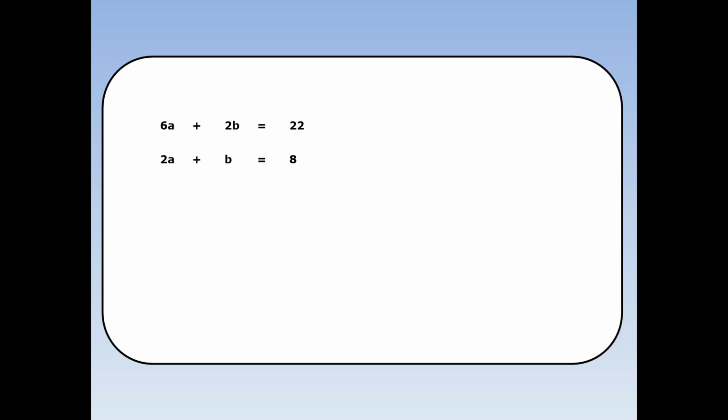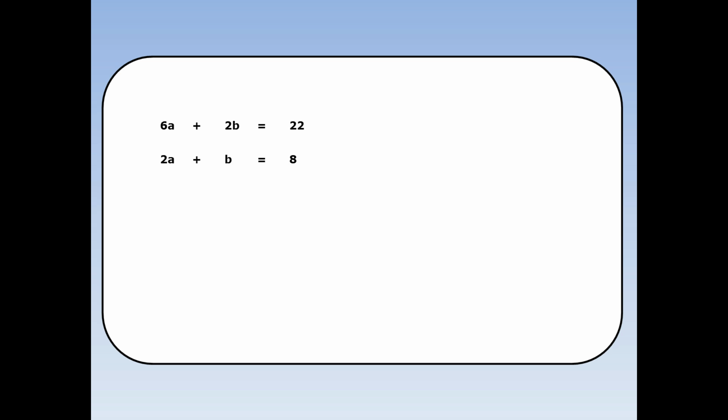Now the first thing I notice is that none of the numbers in front of the letters are the same. I've got 6a on top and 2a on the bottom, 2b on top and 1b on the bottom. So if I try and add or take away, none of those letters will disappear. The first thing I need to do is multiply one of the equations so that the letters are the same.